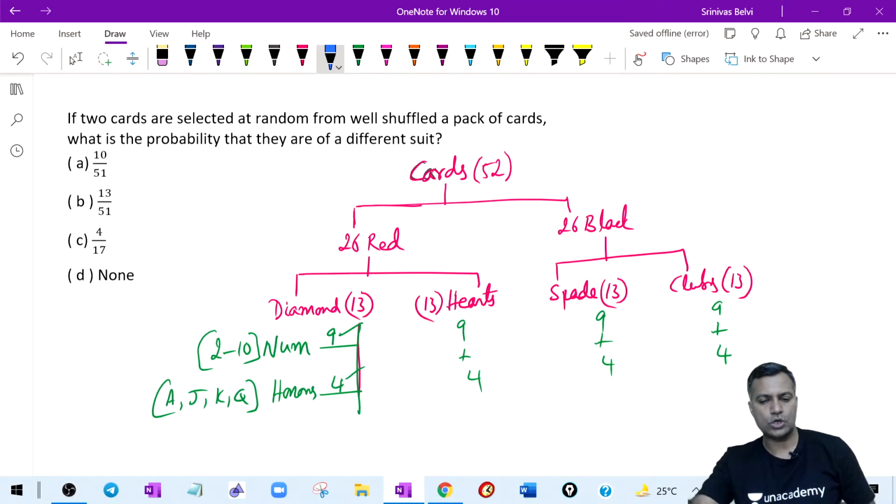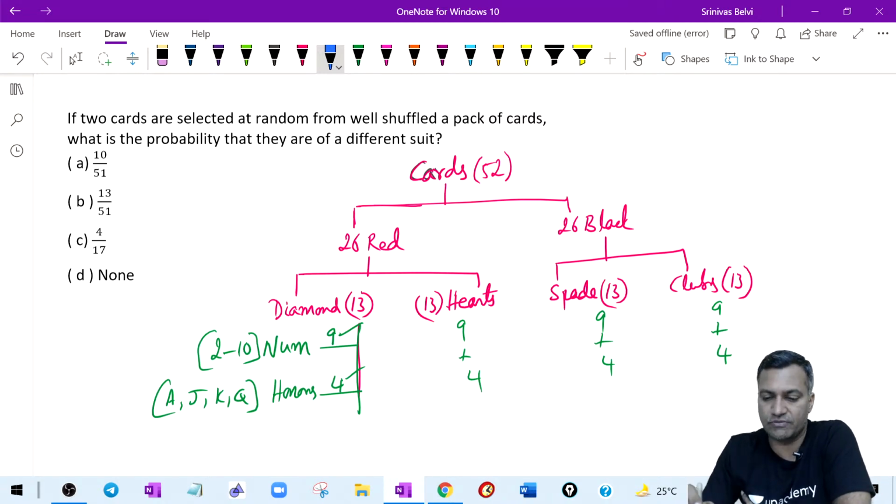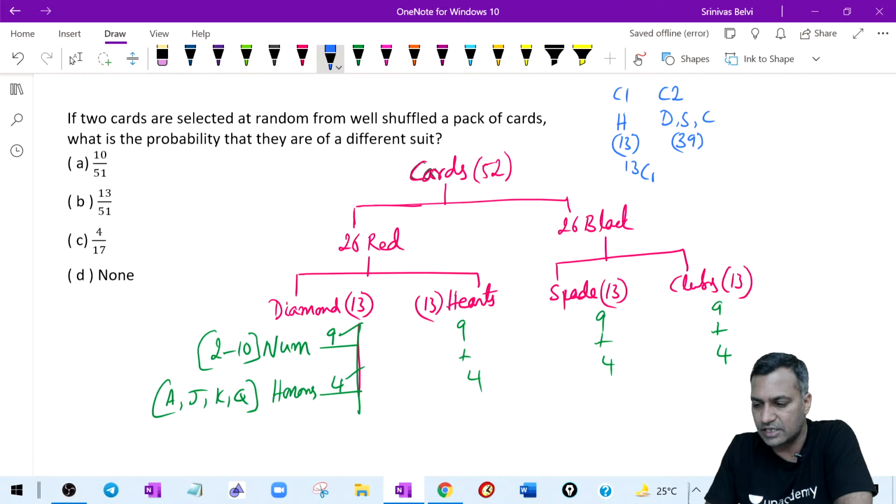Good. Two cards are selected at random from a well shuffled pack of cards. What's the probability that they are of a different suit? They belong to two different suits. Let's say card 1 belongs to heart. Then card 2 can belong to either diamond or spade or club. How many hearts are there? 13 hearts. The rest of them are 39. I want one card from here, that is 13C1, and one card from here, 39C1.